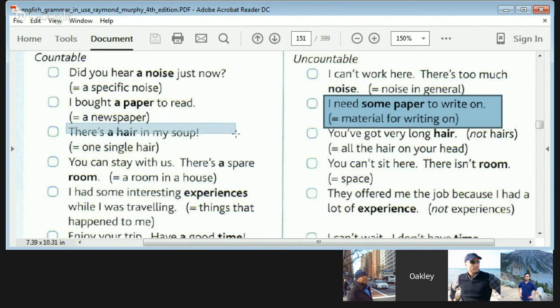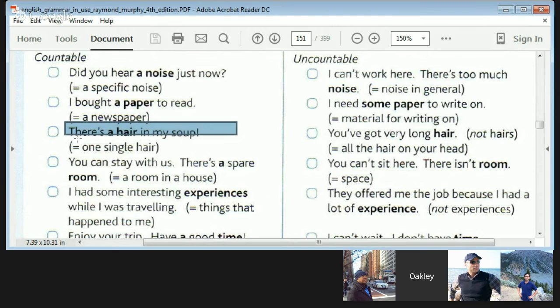Hair. There's a hair in my soup. Okay, now here we have the problem of countable or uncountable, basically because, I don't know, somewhere in the past somebody got lazy and decided to not say there's 1 strand of hair in my soup. There's 1 single hair in my soup, and so now it is perfectly acceptable to use it as a countable noun to talk about 1 piece or a strand.